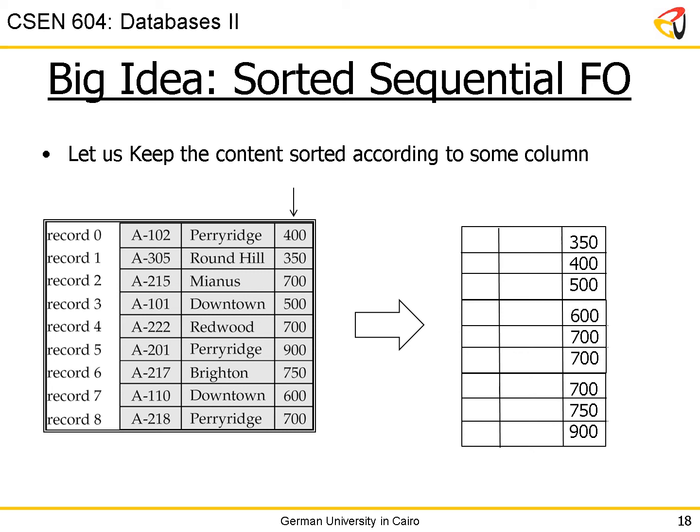Perhaps it's the customer bank balance. Now we rearrange the rows so that the rows are sorted by the customer bank balance. So you see 350, 400, 500, 600, and so on.